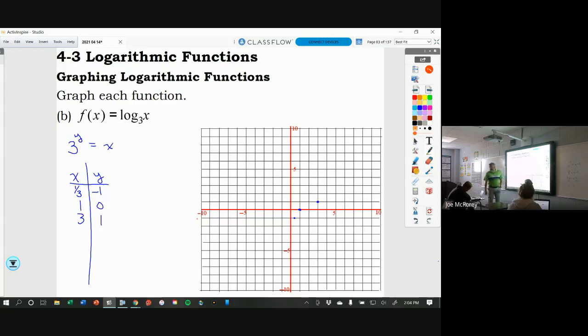Do you have a good idea what this graph is doing? It looks like it's coming up. So it looks like I want to plug in some bigger y values. I don't want to plug in any smaller y values because it's getting closer and closer to the y axis. But I do want to plug in some bigger y values. So let's go with 2. 3 squared is 9. We're about to be off the paper. So here's the graph.